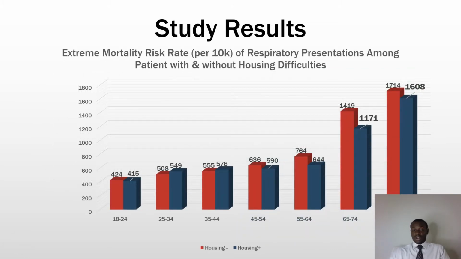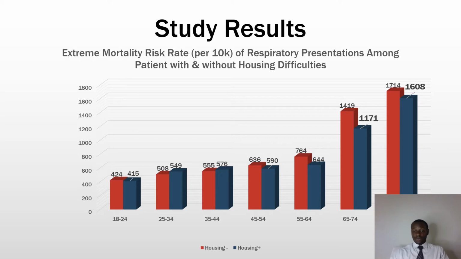This results graph shows the mortality rate per 10,000 presentations among patients with and without any housing difficulties. As we can see here, the highest rate of presentation per 10,000 cases was among individuals 75 plus, followed by individuals 65 to 74 years old at 1,171 per 10,000 presentations. We also see the same trend or trajectory among patients 55 to 64 downward.